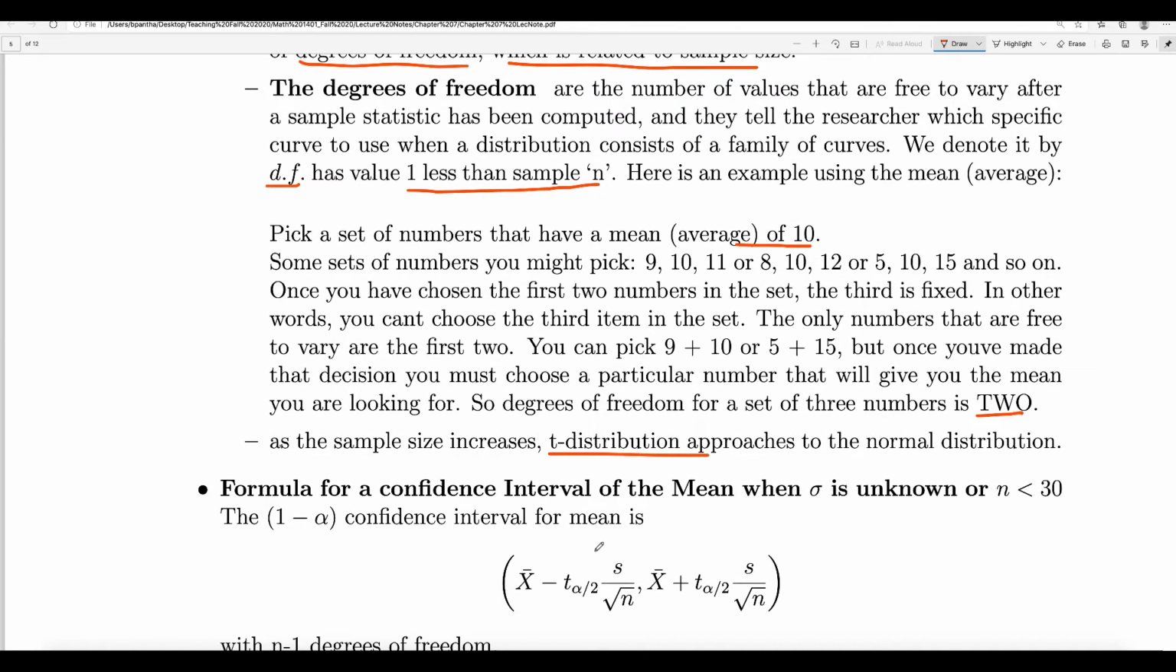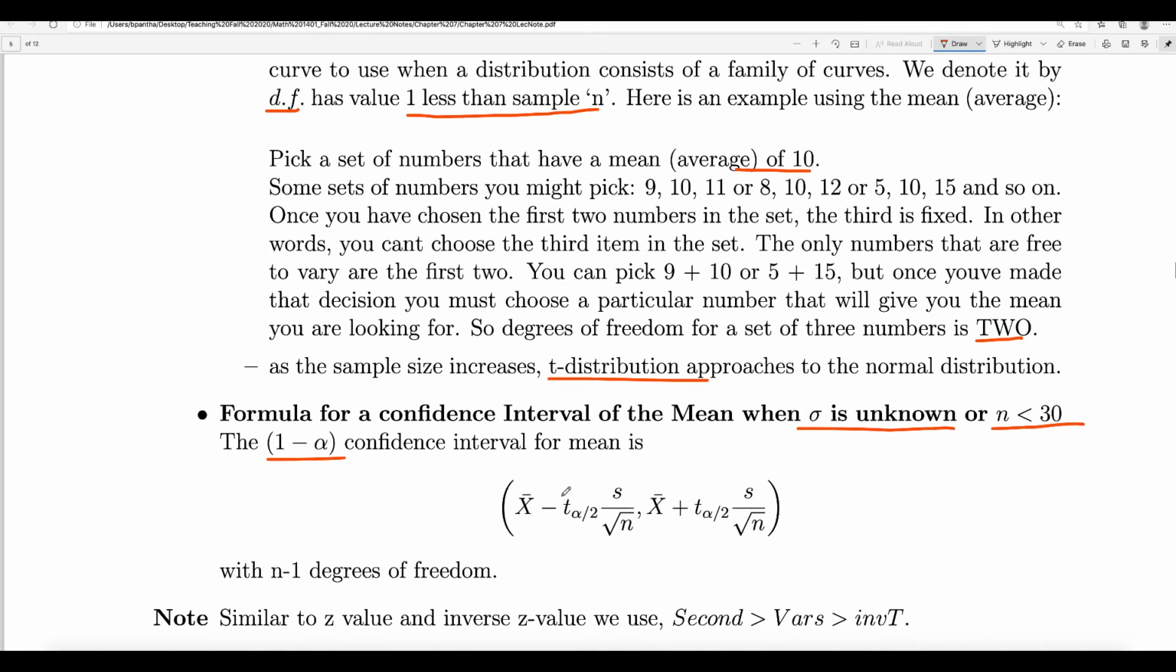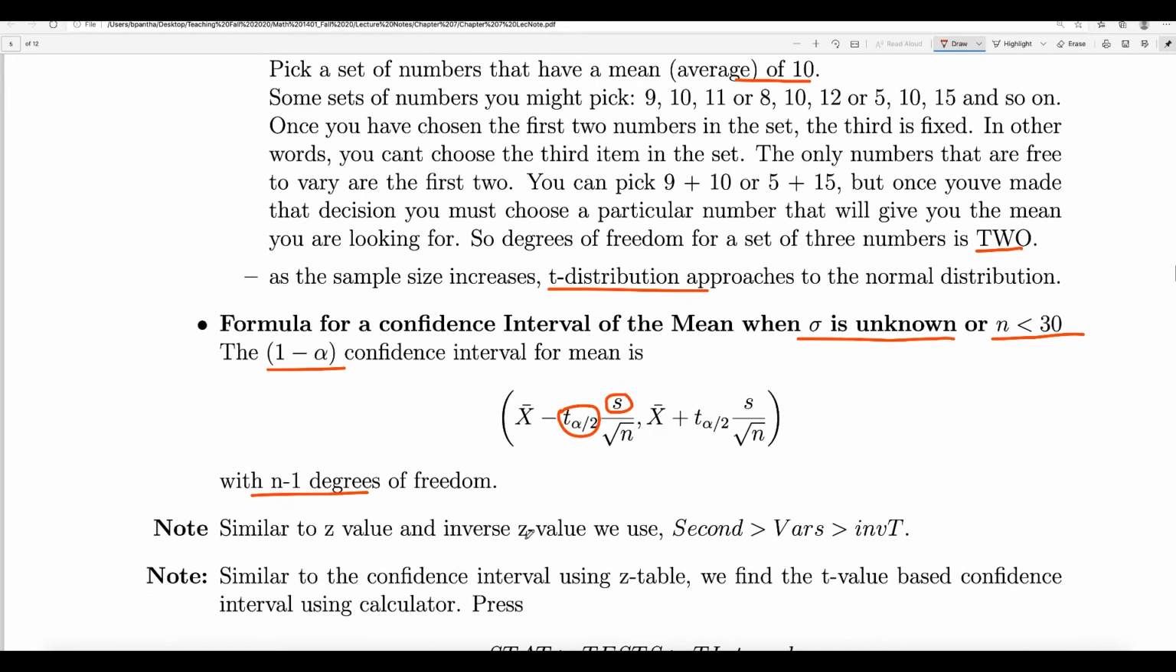So what is the formula to find the confidence interval for the mean when sigma is not known, not given, or the sample size is less than 30? The 1 minus alpha confidence interval is exactly the same way: x bar minus, instead of z alpha half, we have t alpha half here, and instead of sigma we have s. That is the only different thing. All other terms are the same. And the extra thing you need is n minus 1, sample size minus 1, the degrees of freedom.